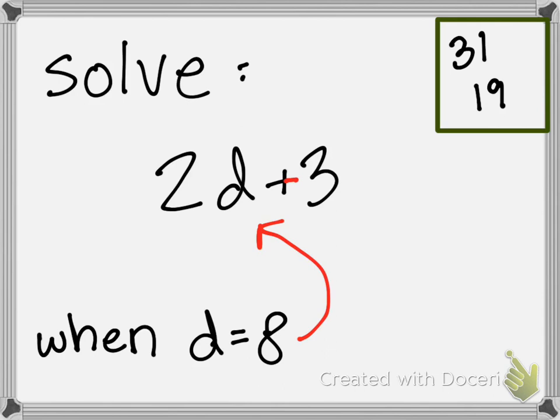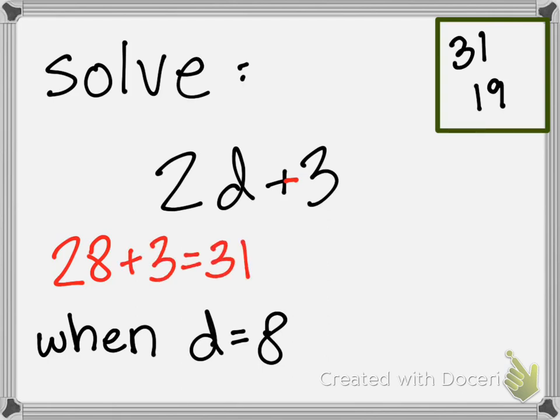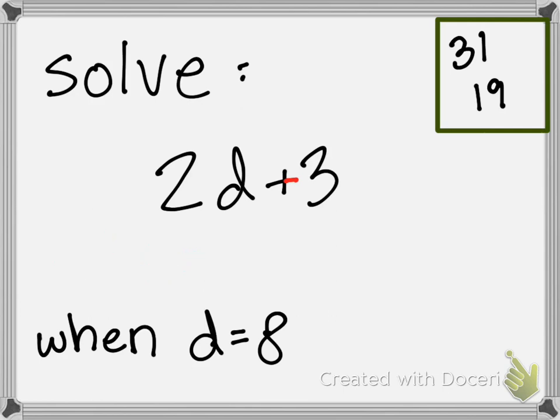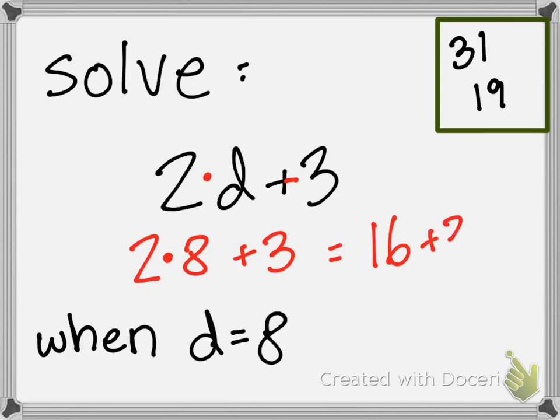Now, here is where we had our issue. One person put it in where they made it 28 plus 3 equals 31. But that's not the case. Whenever we see something touching, so we see this number touching that letter right here, that's going to be multiplication. So it becomes 2 times 8 plus 3. Now, we also saw people add first, but we know we have to follow PEMDAS, which we're going to go over. 2 times 8 is 16, plus 3 makes our answer 19.